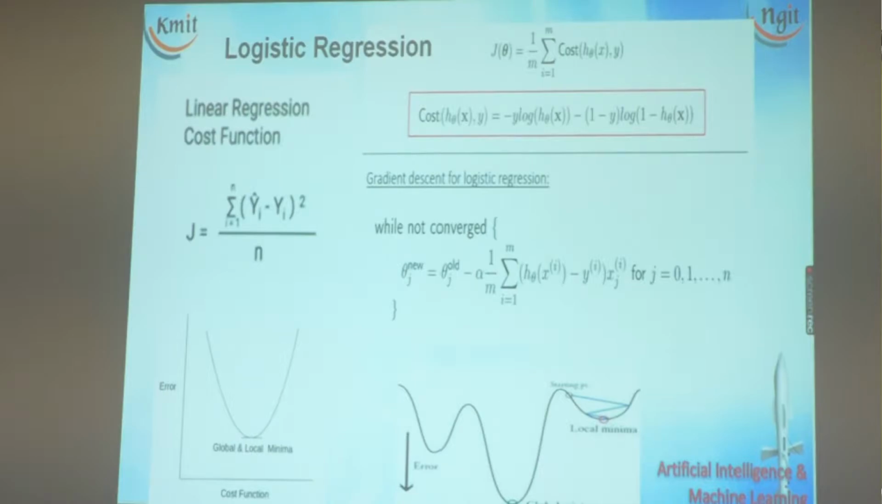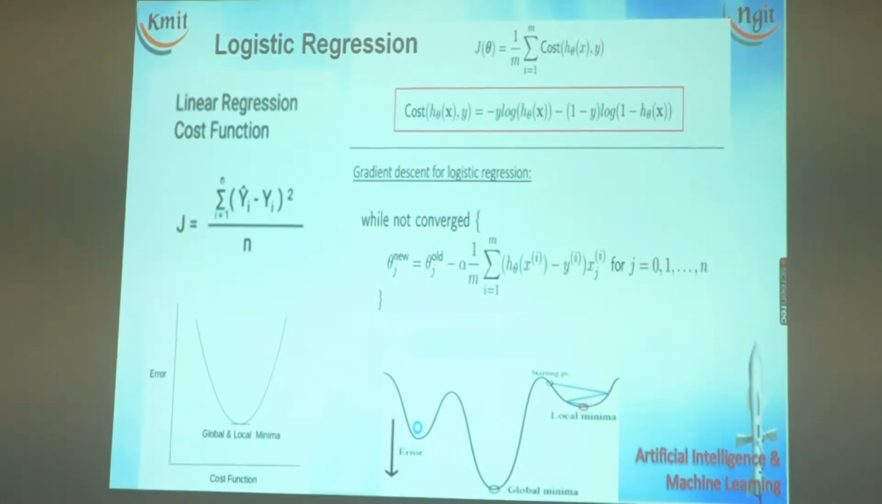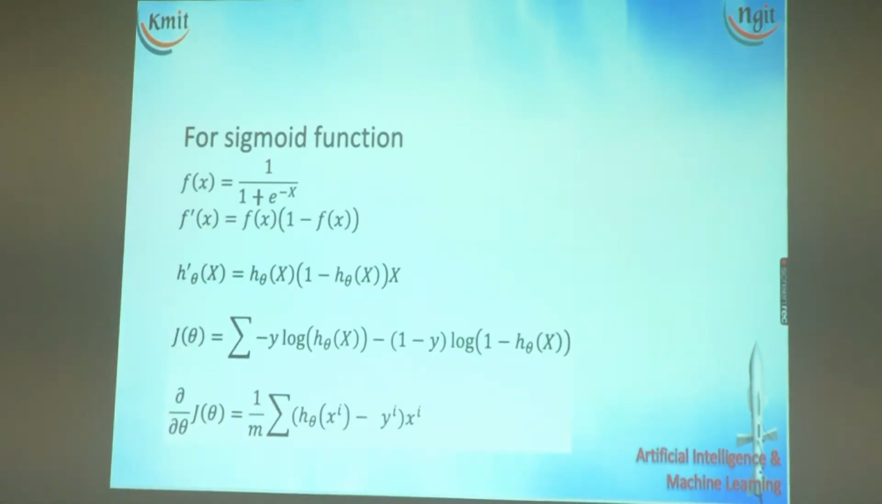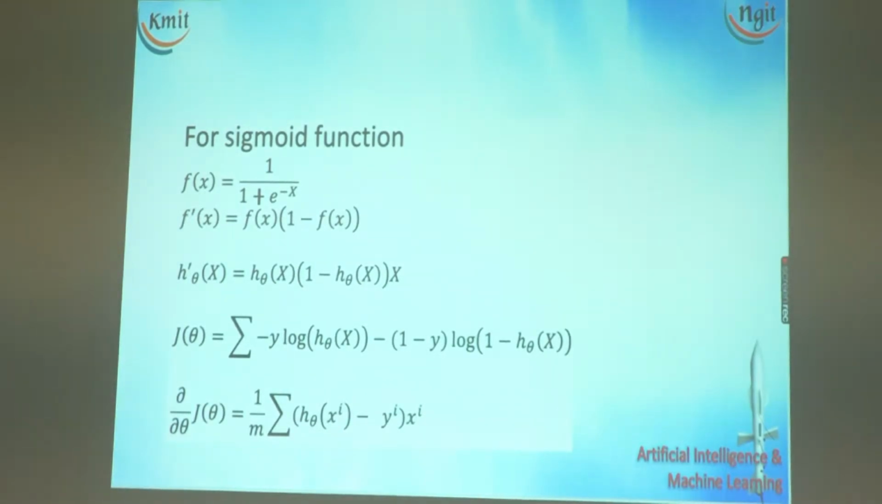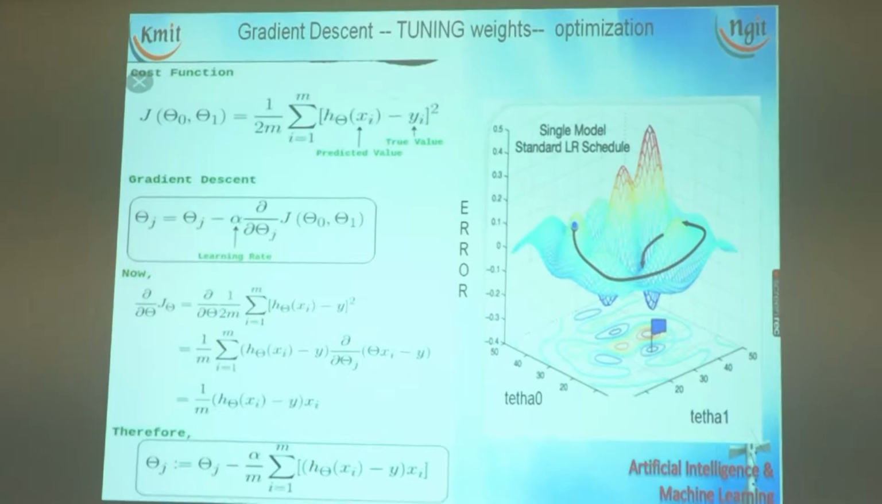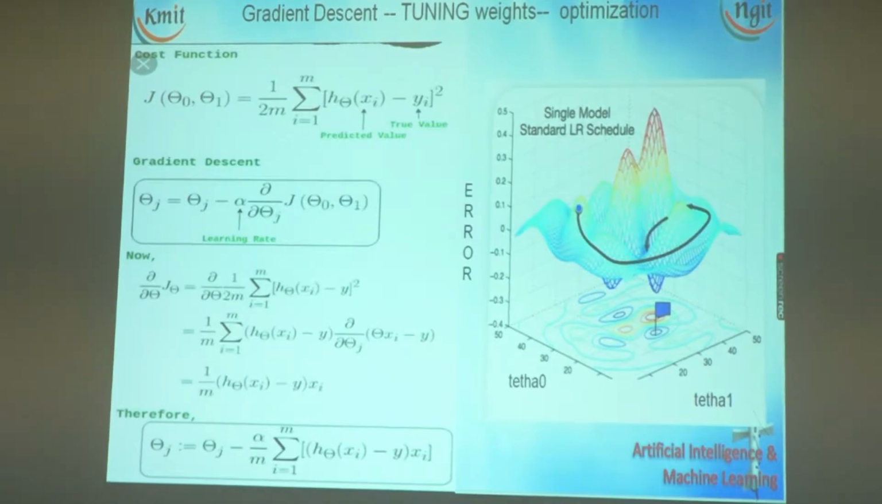When we talk about gradient descent, we always need to know about convergence. Always we have multiple features, so we have multiple minima. When we have multiple minima, we always need to converge into a global minima.